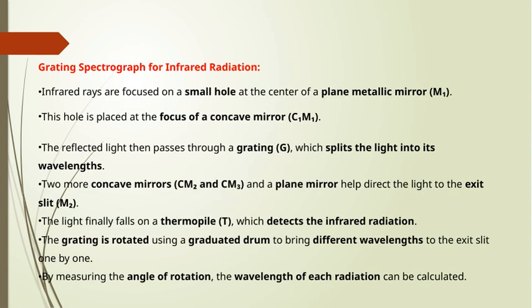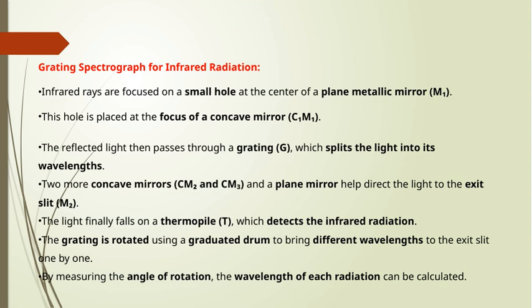Now let's take a closer look at the grating spectrograph for infrared radiation. First, infrared rays are focused onto a small hole located at the center of a plain metallic mirror, which we'll call M1. This tiny opening is crucial because it helps direct the incoming infrared radiation efficiently. This hole is strategically placed at the focus of a concave mirror, designated CM1, which helps concentrate the rays onto the hole. Once the light passes through this opening, it reflects and then encounters a diffraction grating.